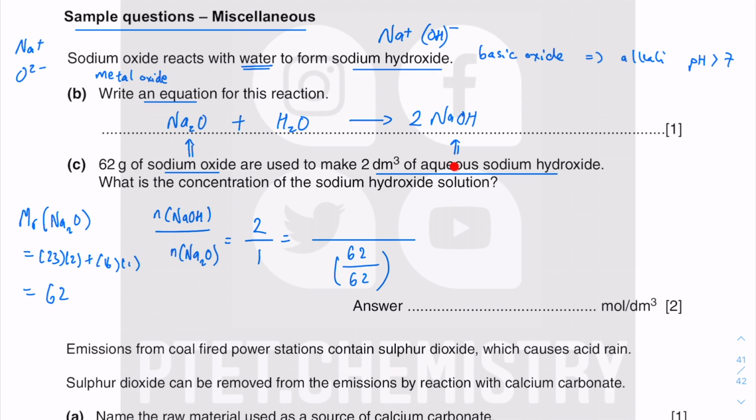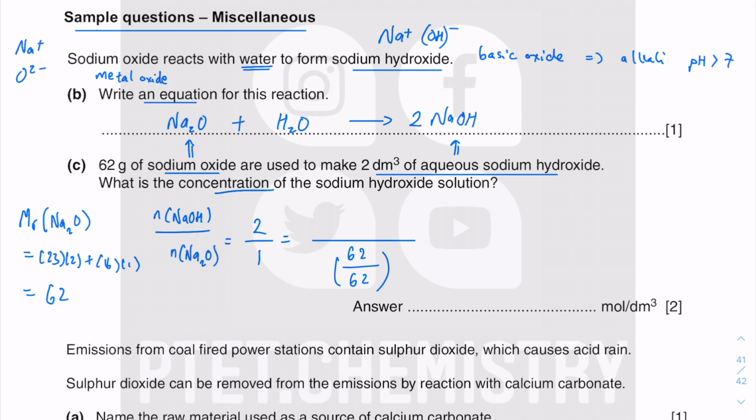So on the top there is sodium hydroxide. I have 2 dm cubed, and I want the concentration. Concentration here refers to the molar concentration, so it's mole per dm cubed. So I would say concentration of NaOH in mole per dm cubed times 2 dm cubed will give me the mole of NaOH. Now my job is to make concentration the subject. So there's just 2 over 1 times 62 over 62, and then the whole thing is divided by 2 because the 2 comes down, so it's just times 1 over 2.